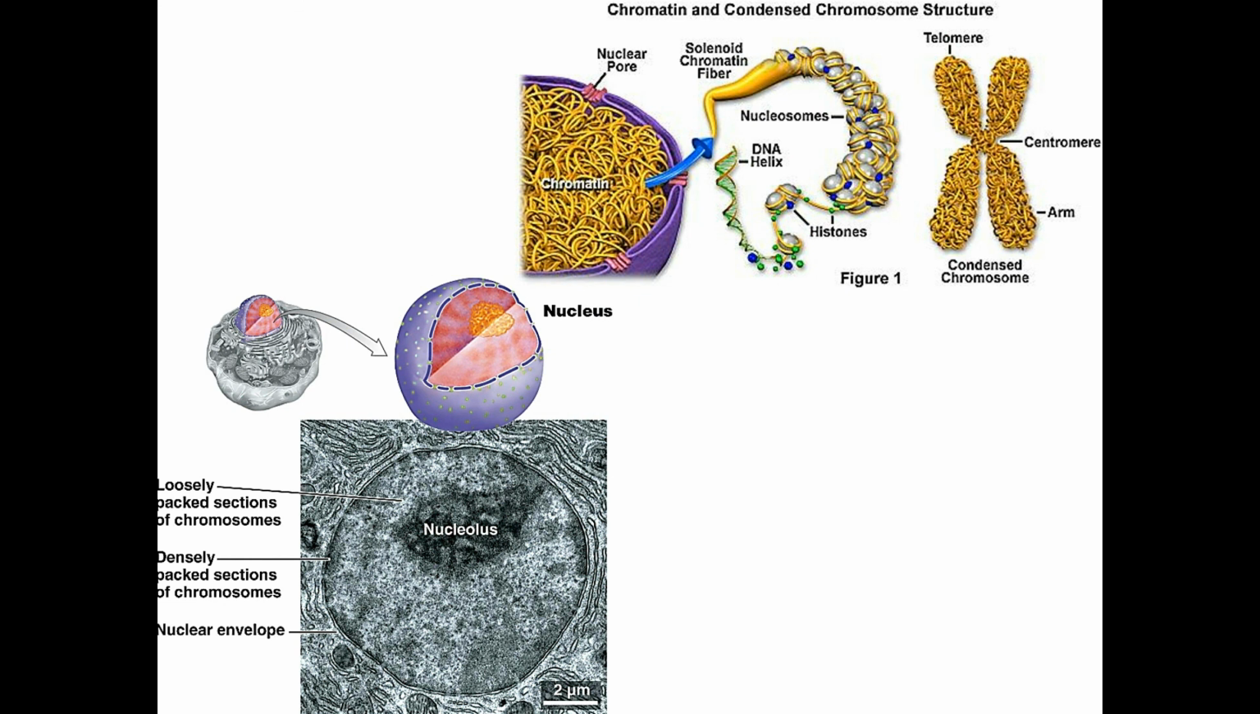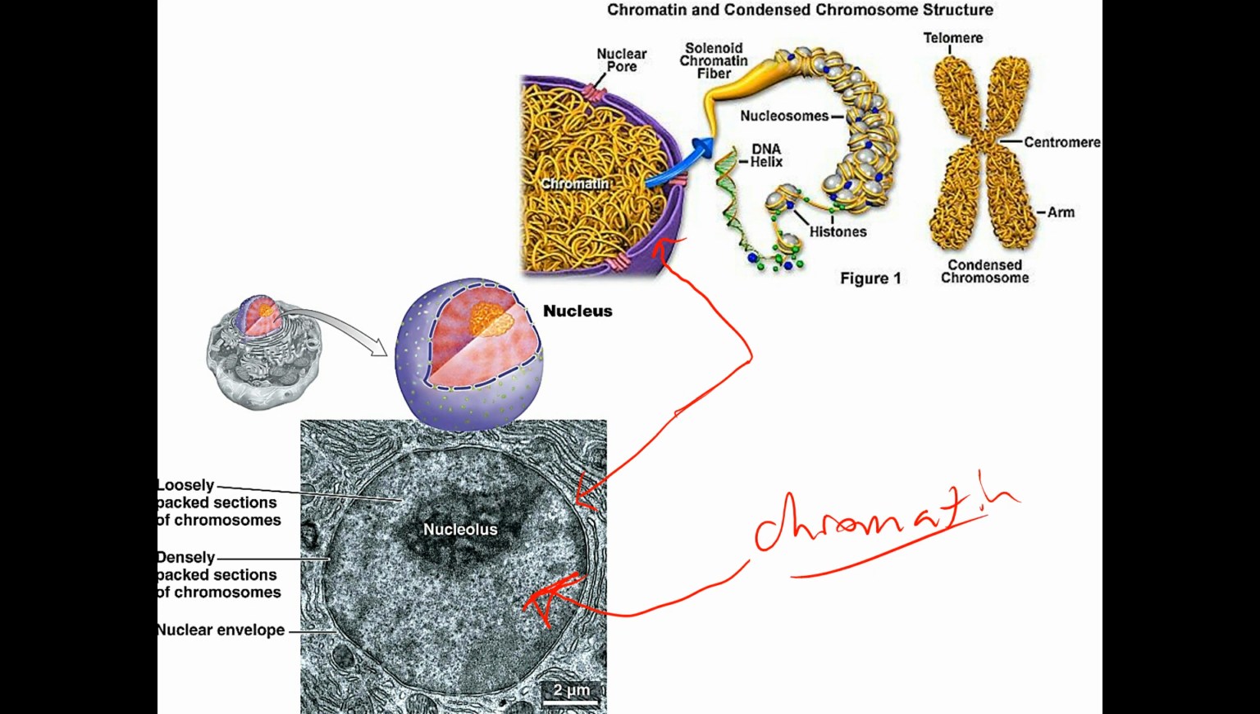Now, looking at the nucleus. The nucleus of a cell in eukaryotic cells is membrane bound, so it has its own nuclear membrane. You have your own little nuclear envelope that surrounds the genetic material. Now, inside the nucleus, you have your chromatin.